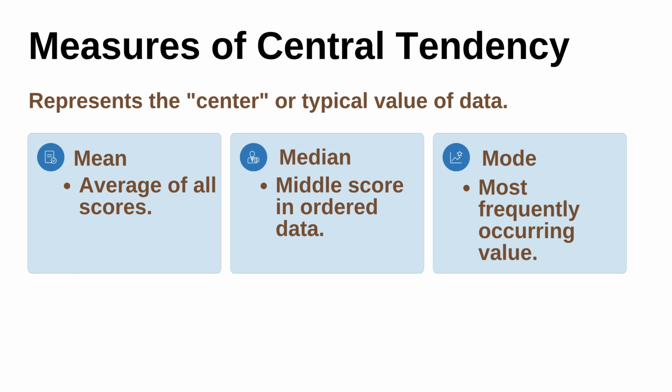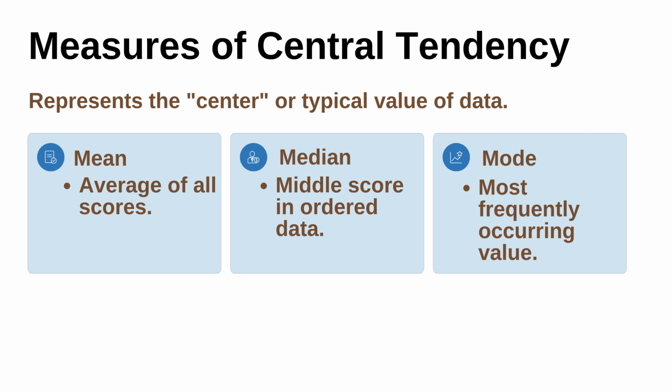We have the mode. This is the most frequently occurring value in the data set. For example, if most patients rated their satisfaction as 4 on a 1 to 5 scale, the mode is 4. In nursing, using the right measure helps describe patient outcomes more accurately.